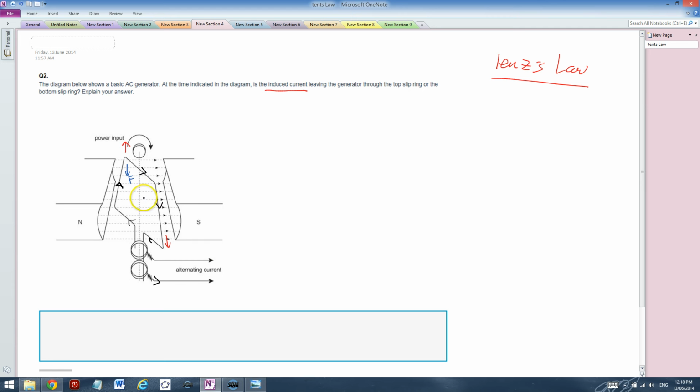And so when they ask you to explain your answer, go to your cheat sheet, copy down Lenz's law, and tell them that the coil wants to generate a force acting opposite to the direction of the applied force, which is downwards. Thus, the current goes in this direction. That's it.